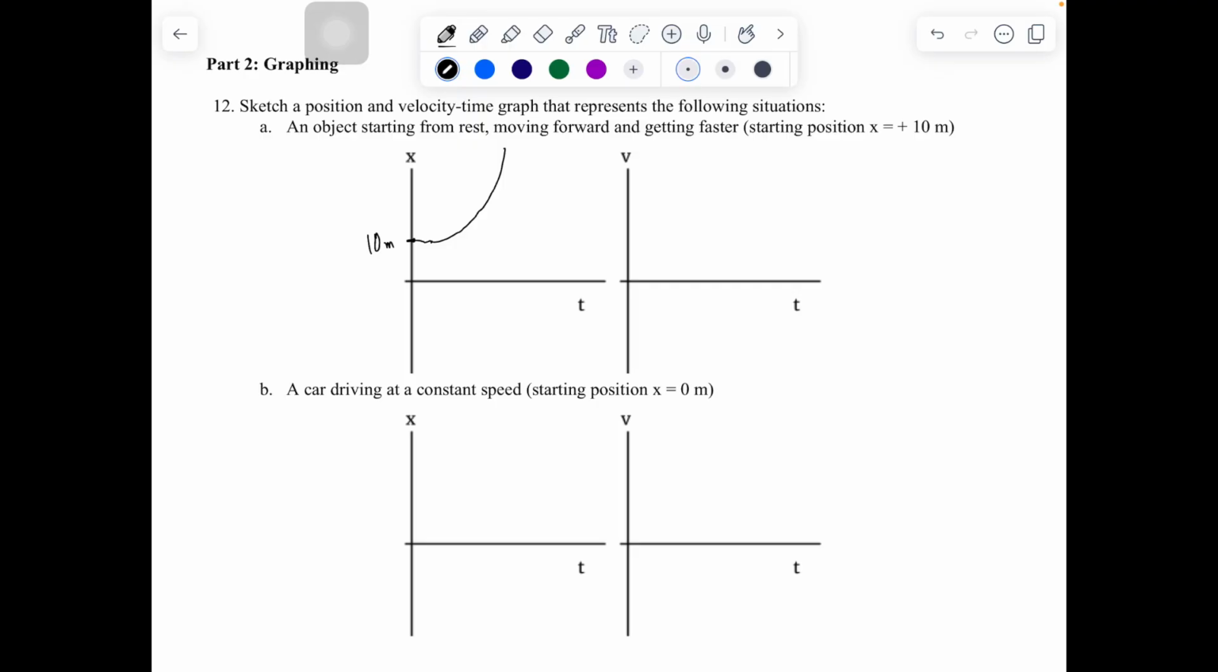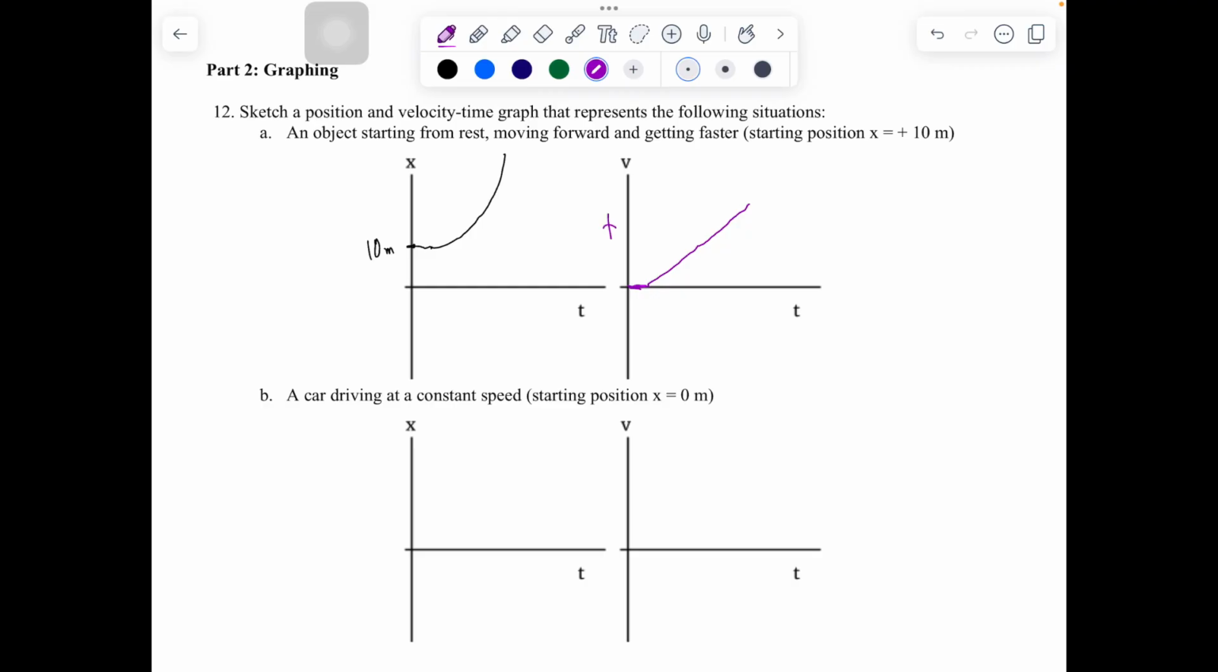On a velocity time graph, we're starting from rest. So let me draw this in purple so you can see it a bit better. At rest on a velocity time graph is on the x-axis. And then we're moving forward, getting faster. Our velocity time graphs won't curve. We have a constant acceleration, so that slope should be constant, since the slope of a velocity time graph is our acceleration. And we should end up in our positive territory, since we're moving forward.